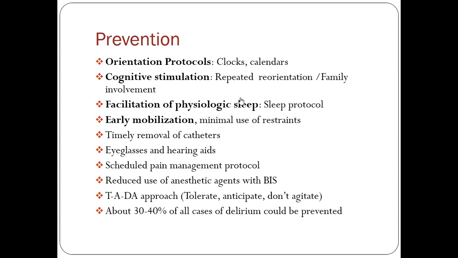Reduce the use of anesthetic drugs. For a post-op patient, in the OT the anesthetist should make an effort to minimize the use of anesthetic agents like propofol and opioids like fentanyl, and they can use a BIS. If they use bispectral index monitoring, this will cut down the use of anesthetic agents and reduce post-op delirium. TADA approach: tolerate, anticipate and don't agitate. By these various protocols, about 30 to 40% of all ICU delirium could be prevented. It's a huge achievement.